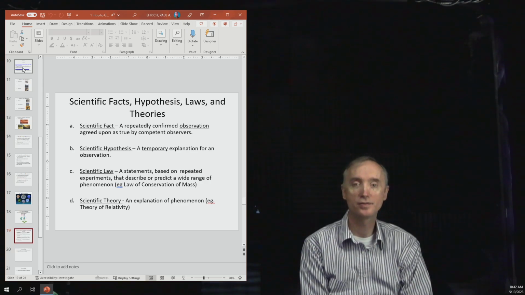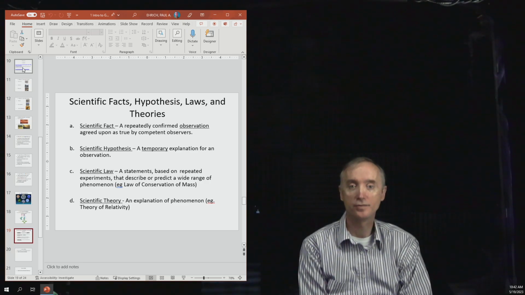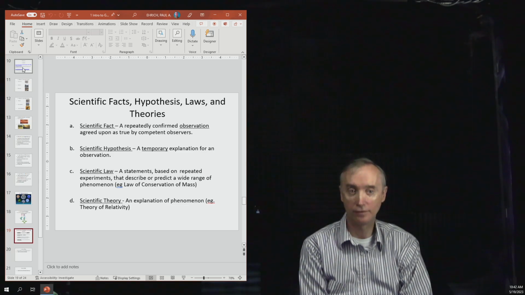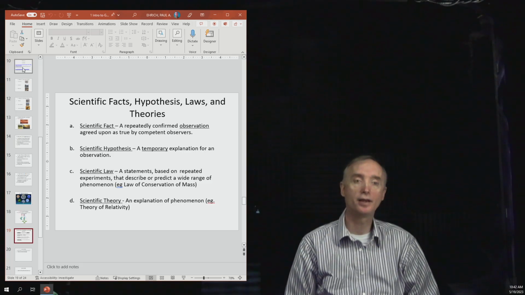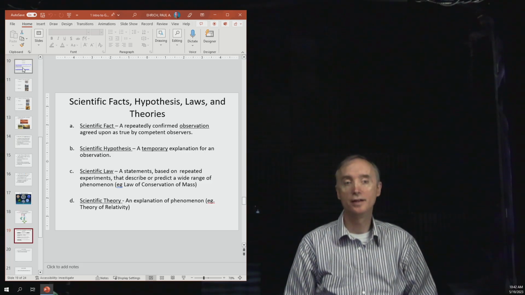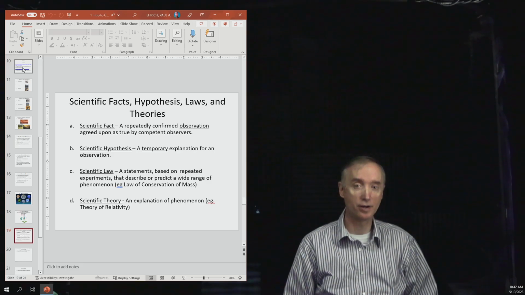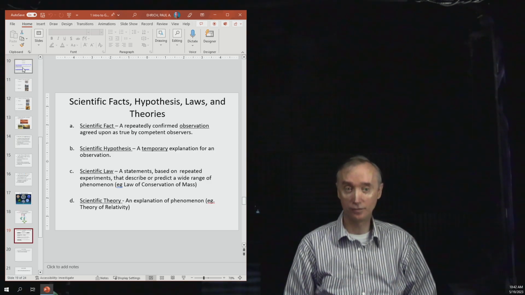Okay, then what is a scientific law? Statements based on repeated experiments that describe or predict a wide range of phenomena. Example, the law of conservation of mass. Another one would be the law of gravity. So it's going to be an equation or a formula that is going to explain or predict a phenomenon, but it's not going to explain the phenomenon.